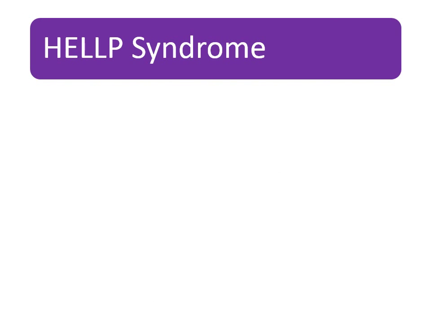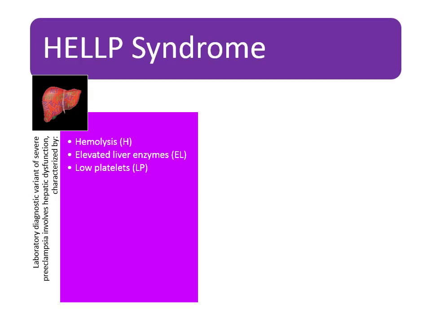Now let's talk about HELLP syndrome. HELLP syndrome is a variation of severe preeclampsia that involves hepatic dysfunction characterized by hemolysis, H, elevated liver enzymes, EL, and low platelets, LP. 10 to 20% of women with preeclampsia develop HELLP syndrome.